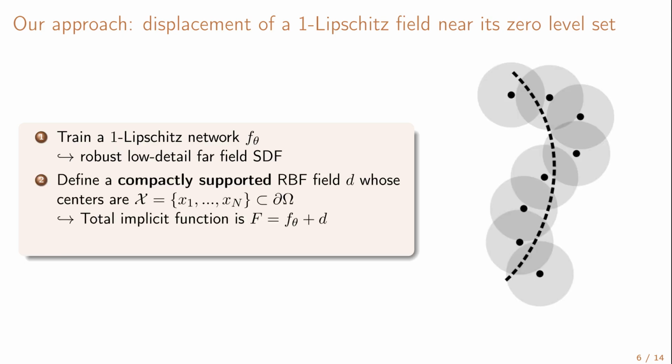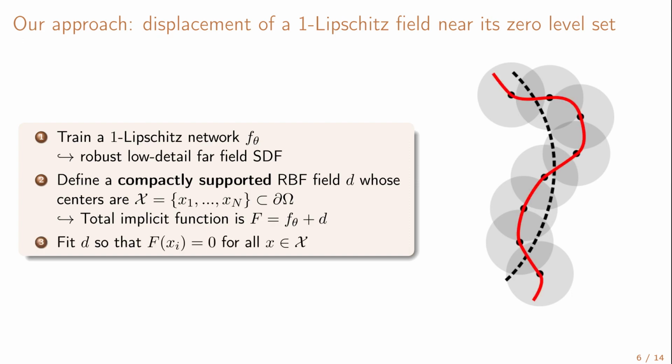So we will define another field that we will call the detail field, that will be defined as a sum of compactly supported radial basis functions. I will come back to that in a few minutes. Centered around the points on the surface. And now the total implicit function will be the sum of the one-Lipschitz field and the detail field. And as I said, this detail field will be optimized so that the sum of the two is zero at all the prescribed points on the surface. That is to say, the detail field completely compensates for the one-Lipschitz network, and the zero level set goes exactly where we want it to go.